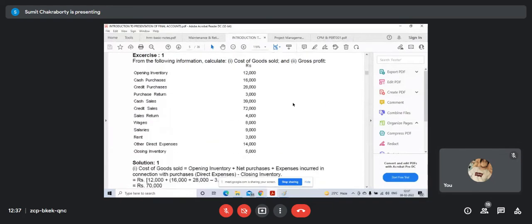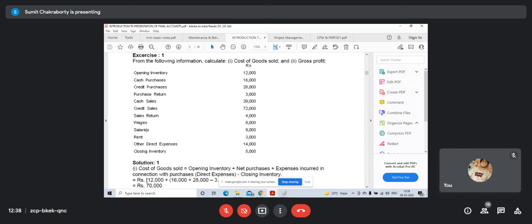So here is an example. Opening inventory 12,000 rupees, cash purchase 16,000 rupees, credit purchase 28,000 rupees, purchase returns 3,000, cash sales 39,000, credit sales 72,000, sales return 4,000, wages 8,000, salaries 9,000, rent 3,000, other direct expenses 14,000, closing inventory 5,000.